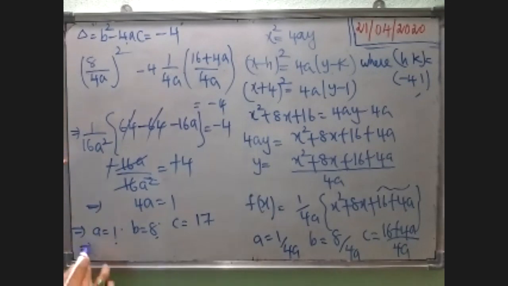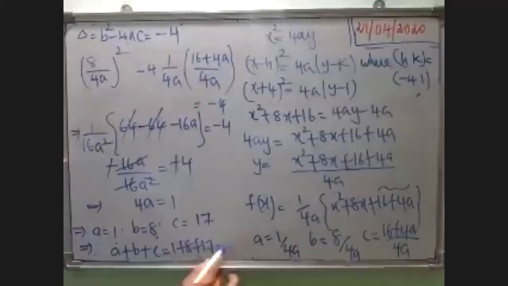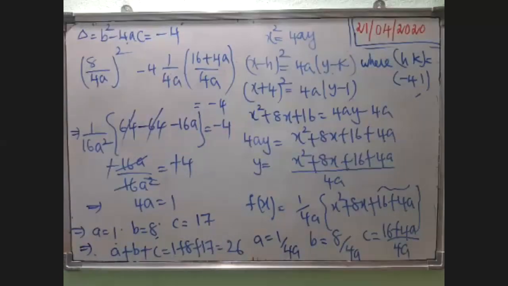Hence, the question is to find the value of a plus b plus c. 1 plus 8 plus 17 is equal to 26. Therefore, a plus b plus c is equal to 26. I think your option D is correct. Option D is correct.